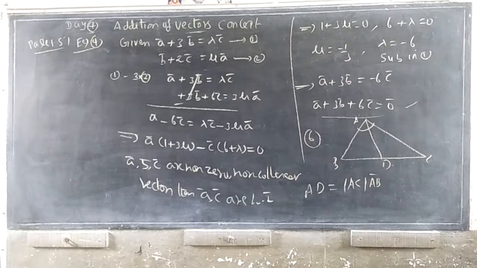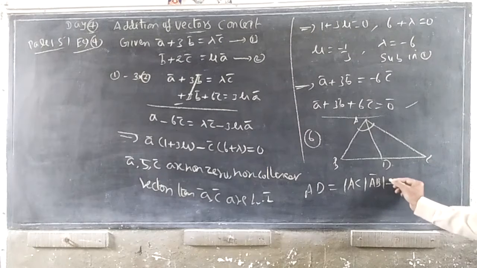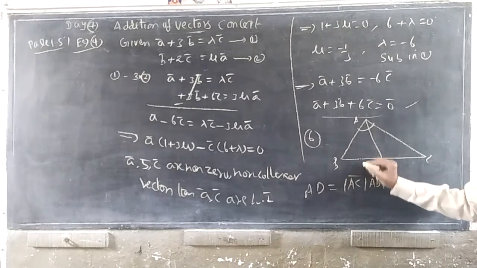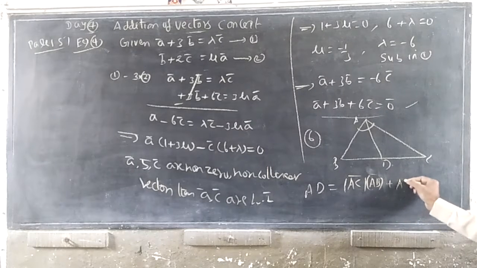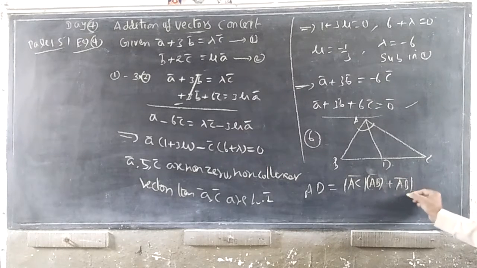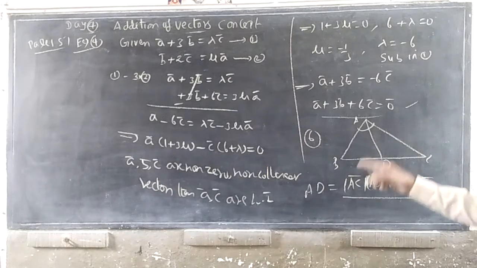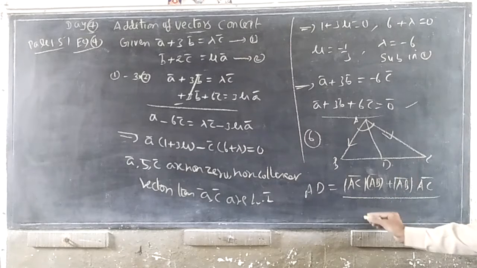Modulus of AC into AB plus modulus of AB into modulus of AC, like this you should write, into, next modulus of AB into AC, like this, whole by. So it depends upon AC and AB, I am discussing here. This is the formula, like the concept.